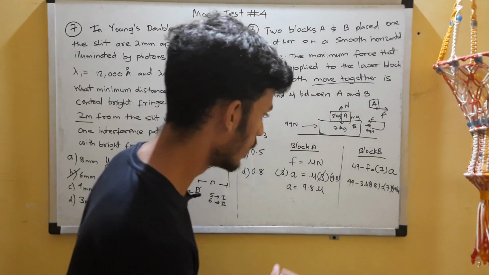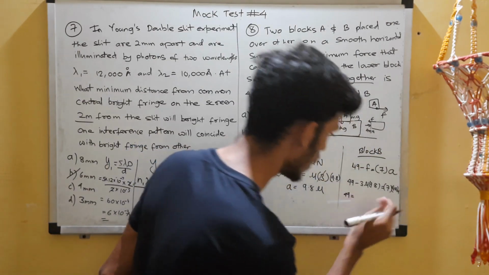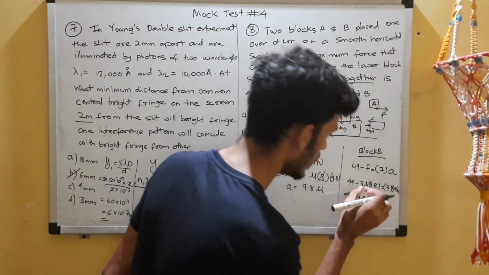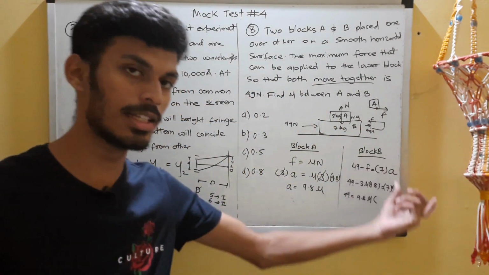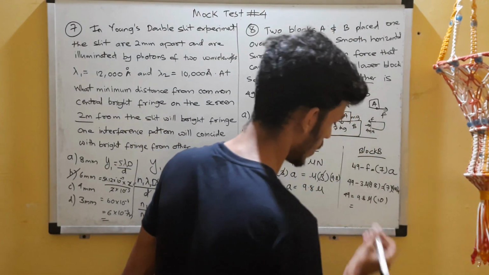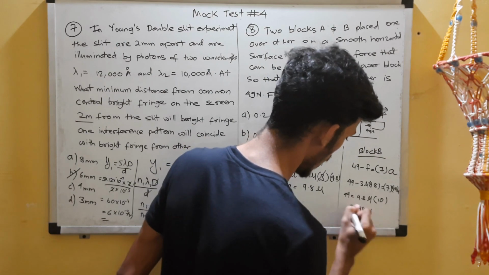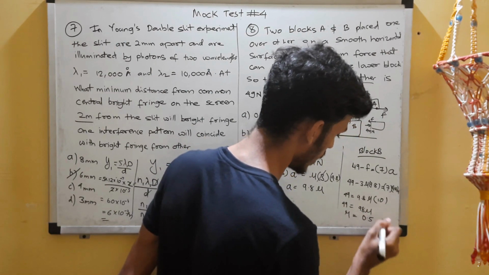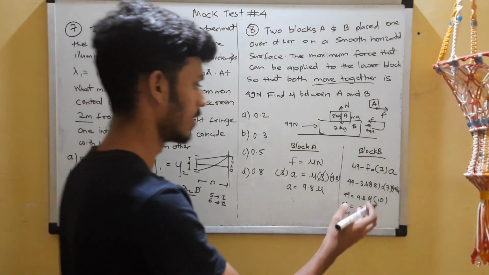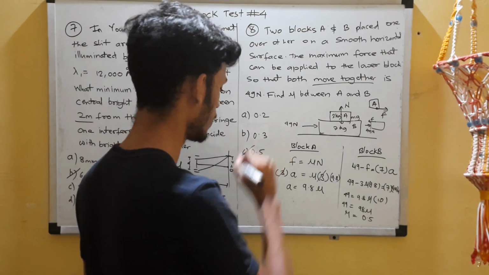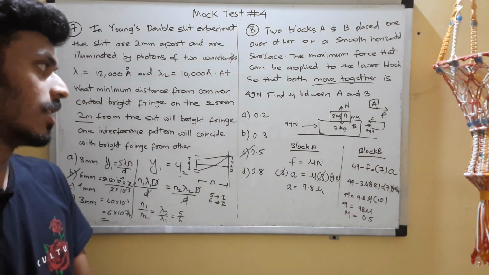So if you see, 49 equals 9.8 times mu common, times 7 plus 3, which is 10. Now it's simple: 98 times mu equals 49, so mu is 49 by 98, and that is 0.5. Yes, 49 times 2 is 98. So option C, 0.5, is the correct choice.